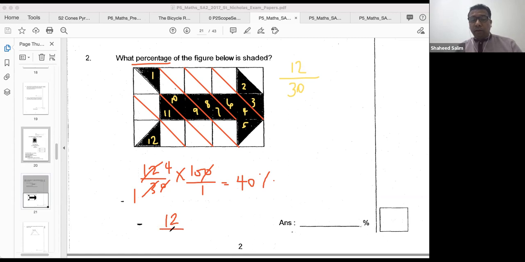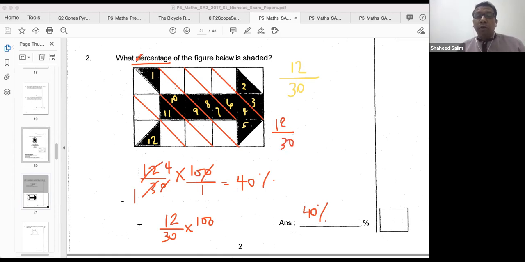If you don't believe, can you put this in your calculator? 12 over 30 times 100. You get 40% or 30%? 40%, right? You'll get 40%. So you just need to count, write it as a fraction. So what's the fraction? Fraction is 12 over 30. Just times by 100, you get the percentage.